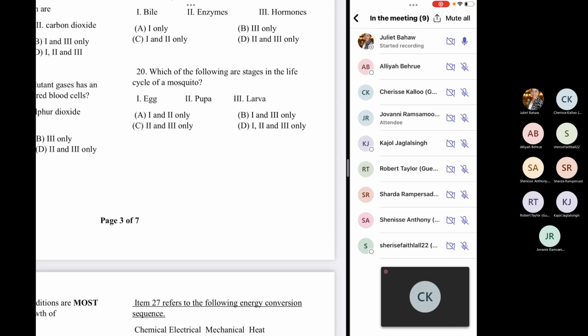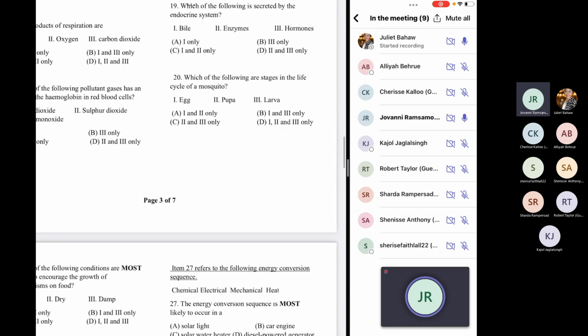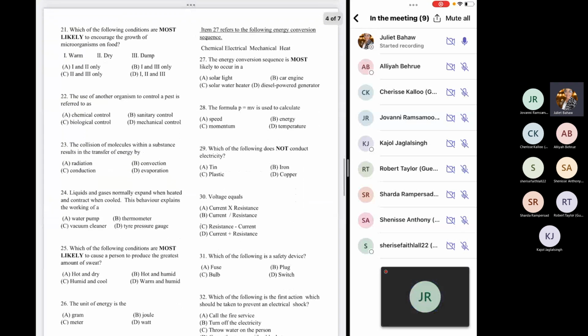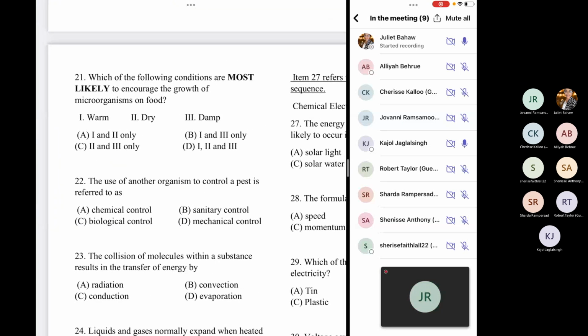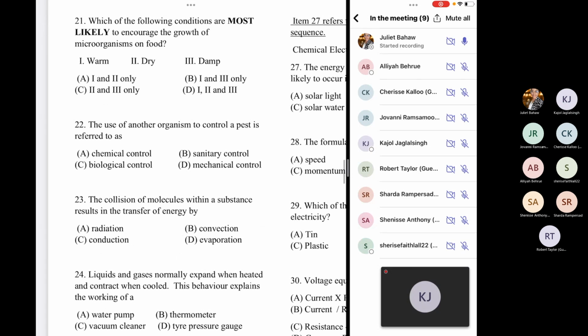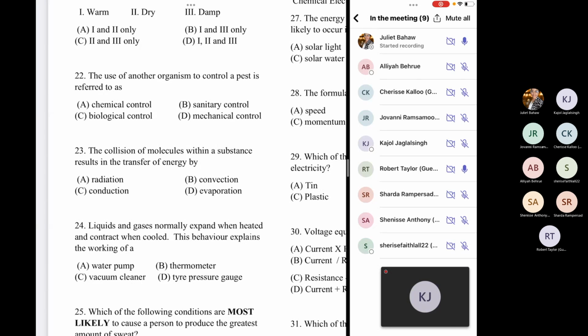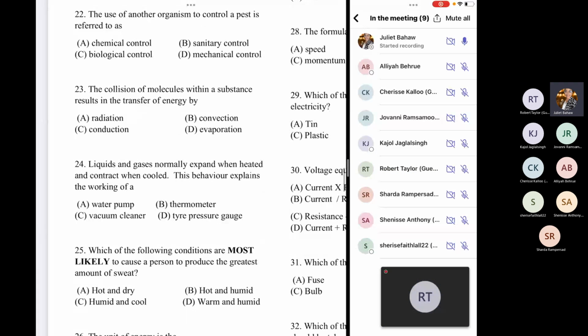Next person, 20. Which of the following are stages of the life cycle of a mosquito? I had D. Egg, pupa, larva. Yeah. 21. Which of the following conditions are most likely to encourage the growth of microorganisms? On food, B. Warm and damp, yes. 22. The use of another organism to control a pest is referred to as C, biological control. Yes, C.